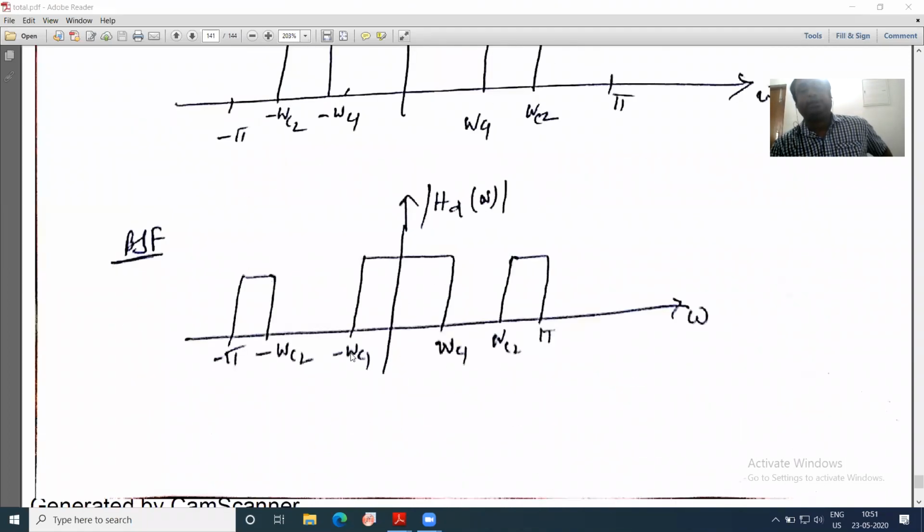Again, for a band stop filter, it will pass all the bands between minus pi to pi, except omega c1 to omega c2, or minus omega c2 to minus omega c1. So this is the band it is not passing. That's why it is a band stop filter. All right.